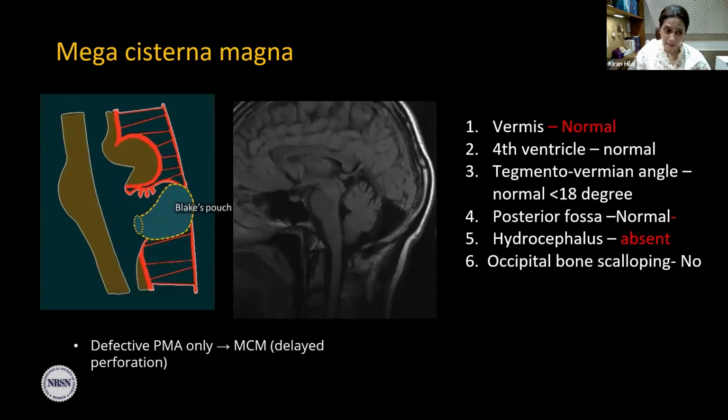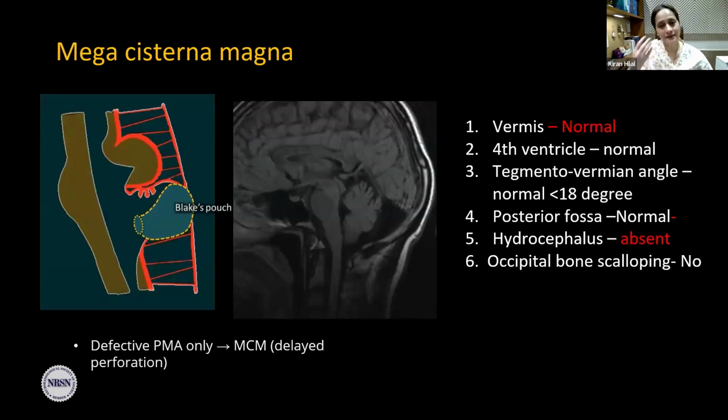Going back to embryological life, if during the posterior membrane area formation there is delay, if no perforation of the foramen of Magendie occurs, then it results in the large Blake's pouch cyst. But if the fenestration or perforation of the foramen of Magendie occurs slightly late in the posterior membrane area, this Blake's pouch persists for a long time and remains as a mega cisterna magna.